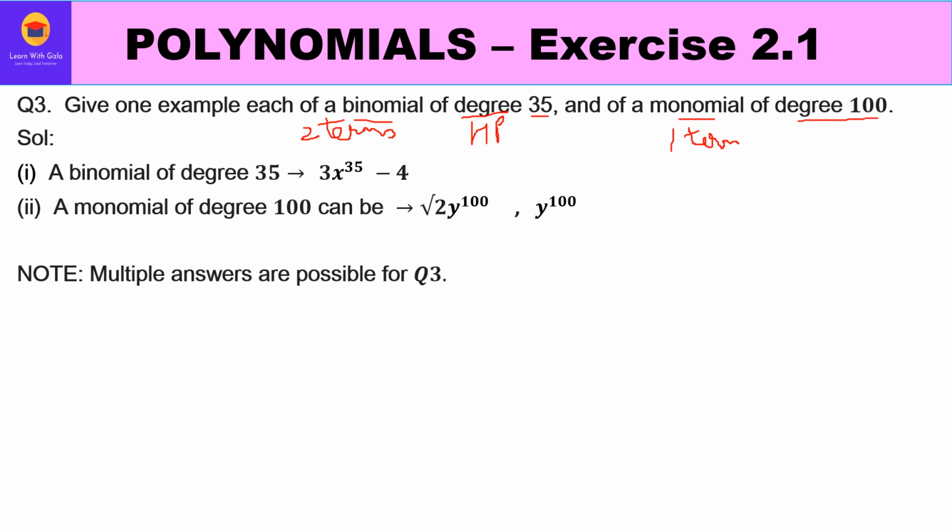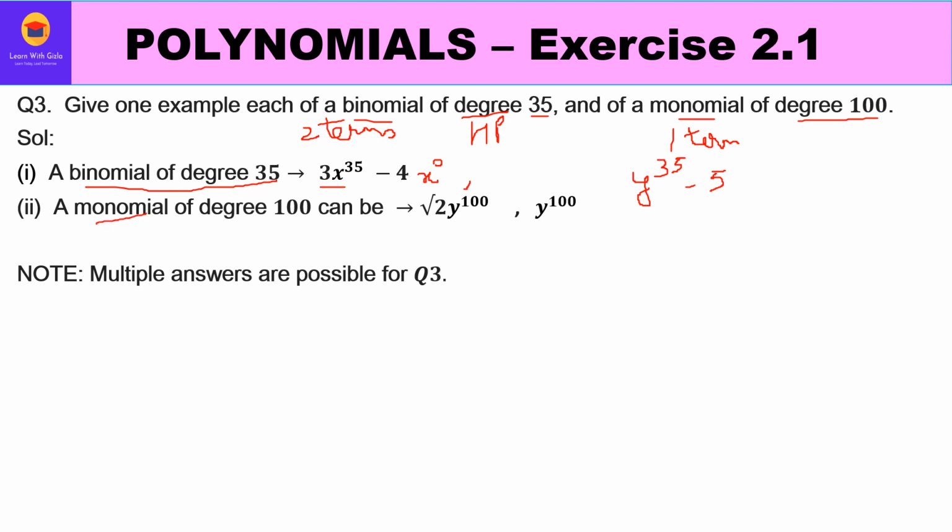So let us start. Binomial of degree 35, that means two terms we require. So can we write 3x raised to power 35 minus 4? Because over here 4 is a constant term whose degree is 0. So the highest power is 35, therefore the degree is 35. We can have another example. Suppose I say y raised to power 35 minus 5. So here also the degree is 35 and it's a binomial, right?